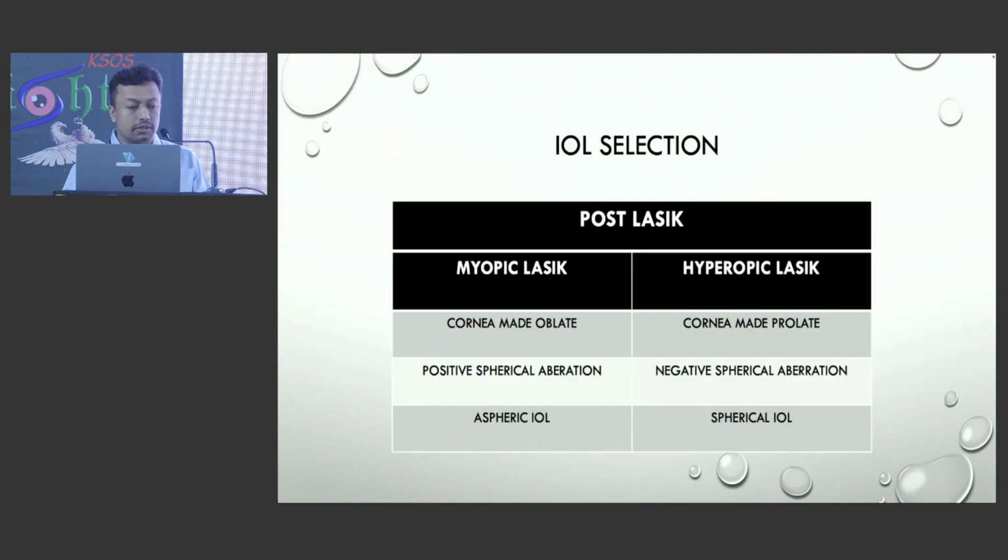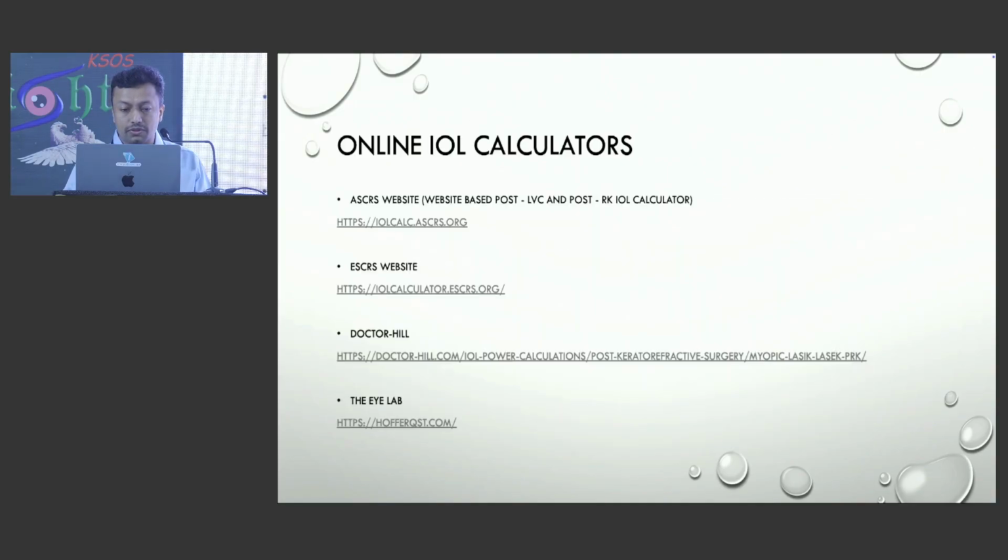Same as the IOL power calculation, IOL selection is also an important one. So post myopic LASIK correction, always choose aspherical IOLs, as positive spherical aberrations are always there. And for hyperopic LASIKs, go for a neutral aberration or aspherical IOL. So these are commonly available IOL calculating sites. ASCRS does a good job.